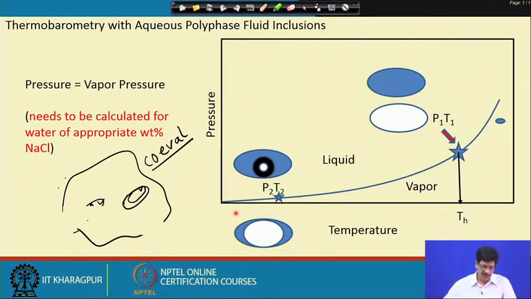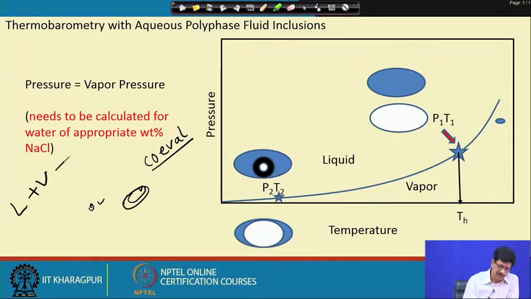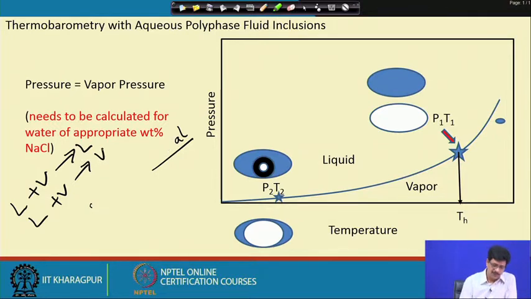So, here the condition is that the homogenization temperature, that is, both L plus V to L and L plus V to V homogenization temperatures, the TH, have to be the same. That means the homogenization giving rise to L plus V to L and L plus V to V have to be nearly at the same temperature.